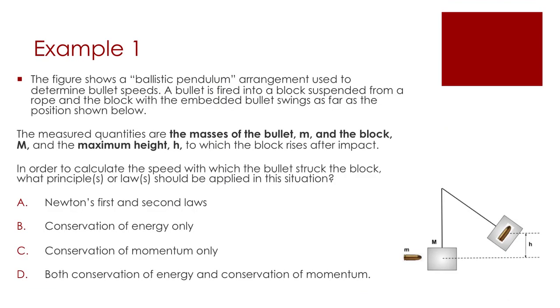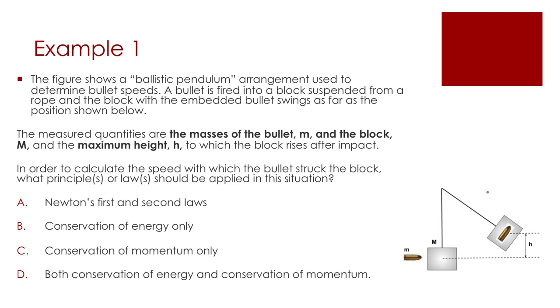Okay, so here we have a bullet and it's going to hit a block that's hanging from a rope. And you can see it's going to swing about here and it can swing up to a certain height. And this will be the maximum height it can reach. The question asks, in order to calculate the speed at which the bullet struck the block, what should be applied to the situation? What will I need to know? So Newton's first and second laws, well, do we have force being applied? Well, I don't think I'm actually going to need to use those. Conservation of energy only? Conservation of momentum only? Or both? Well, let's just check that out.